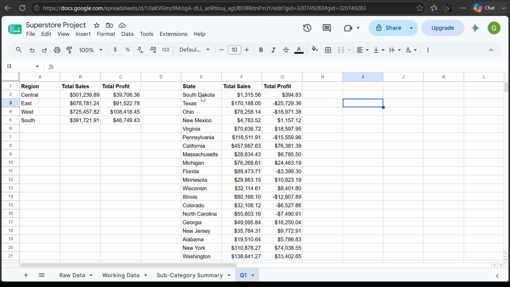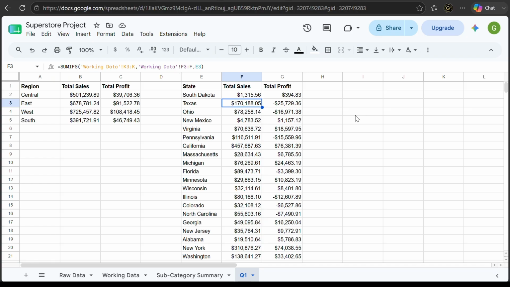So at this point here, if you look at this, for example, for South Dakota, we are having a total sales of 1,315, and then this is the profit here. Now Texas had higher sales but then made a loss. That's the point I'm trying to drive home here. Having higher sales doesn't mean that you had profits. One of the things that affects higher sales is selling more quantity, right?